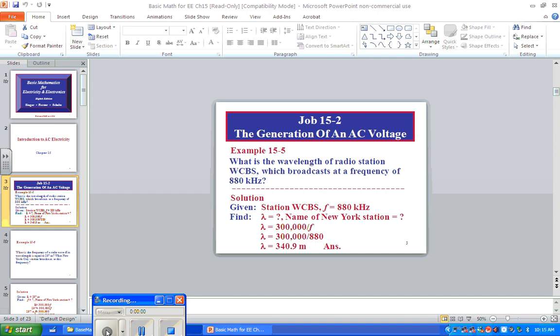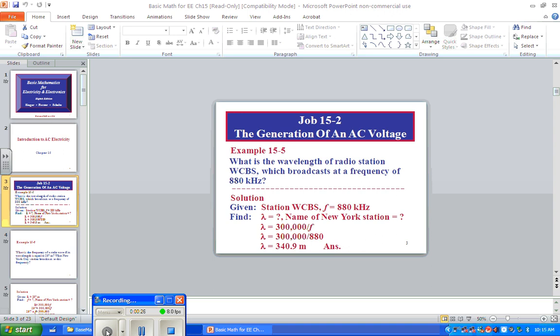Okay, let's talk about generating AC voltage. We already talked about that a few minutes ago when we were talking about the STE chapter, but now we're going to do some calculations with it. And one of the places we talk about frequency and wavelength, which is a different idea completely, we need to look at what is the wavelength of a radio station which had a broadcast frequency of 880 kilohertz.